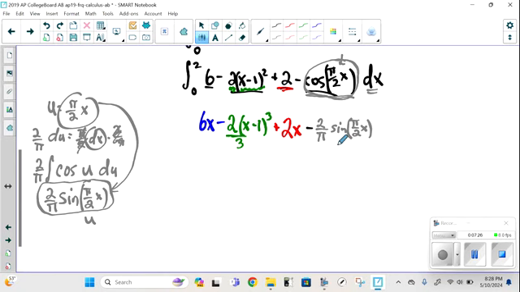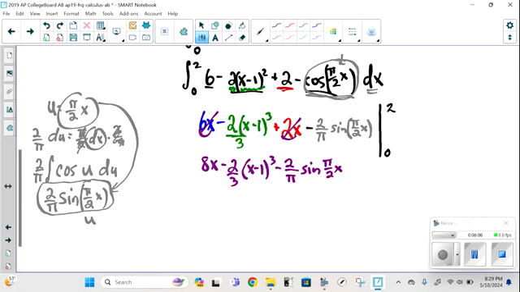Whoo! And don't forget, I want this from 0 to 2. What I'm going to do is I'm going to take 6x and combine it with 2x and make that 8x. Okay? 8x minus 2 thirds x minus 1 cubed. Okay, these two combined. Minus 2 over pi sine of pi over 2x from 0 to 2.